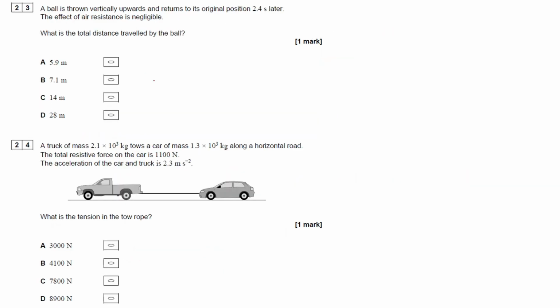Question 23 will require us to use a SUVAT equation. The ball is thrown vertically upwards and returns to its original position. So in the first part of its journey, it's thrown up and it gets to a maximum height. So we can work out the distance to that point. If we take this to be our start and end positions, write down what we know in SUVAT.